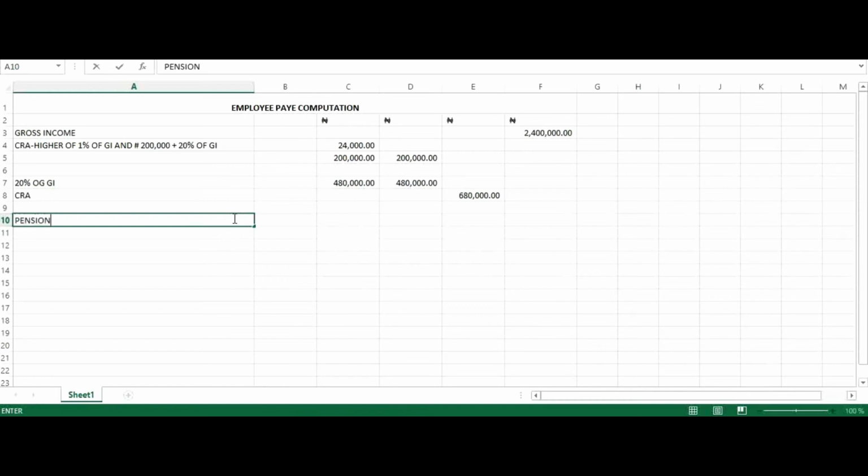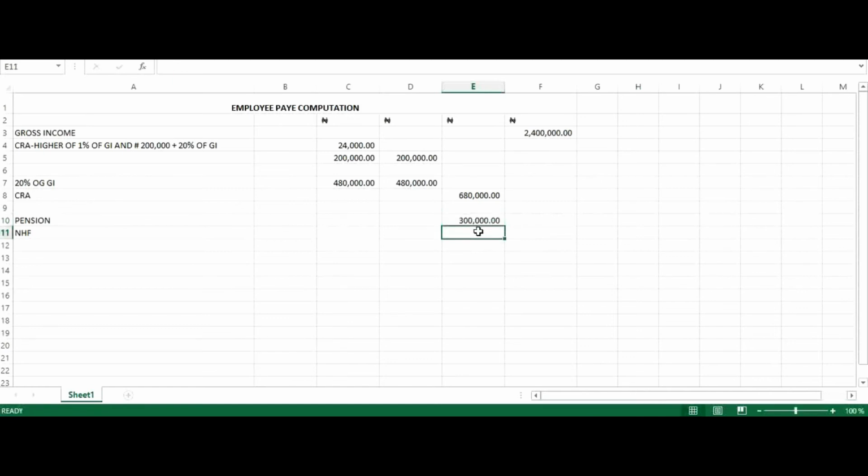The next thing we'll look at are other tax reliefs, such as the pension, the National Housing Fund and others. So this is annual. So I assume annual pension of let's say 300,000, and the National Housing Fund, let's say 150,000. Total deduction, we have it as 1,130,000, meaning this won't be taxed.